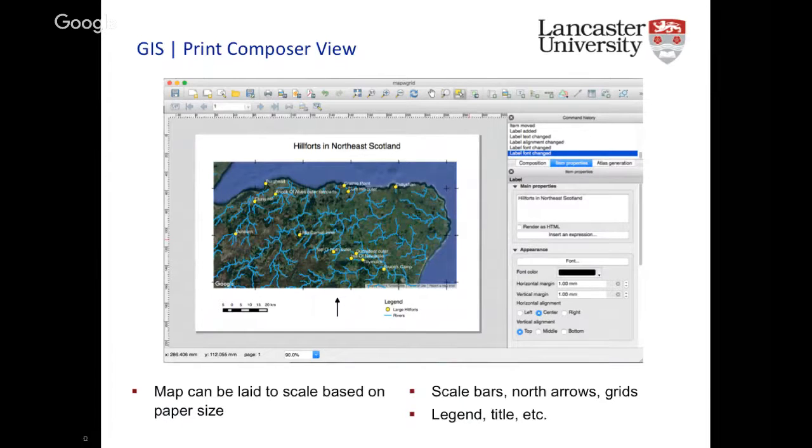Not least of which, of course, is the issue of scale. So I can't measure part of my screen and then, based on some kind of standard ratio, make an assumption about how far in the real world a particular distance is. But with paper maps, we can do that kind of thing.